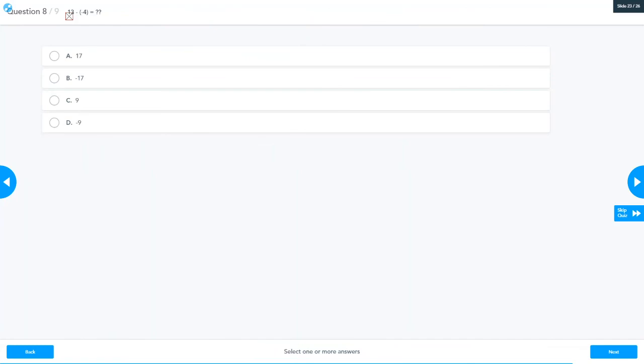Number 8, 13 minus a negative 4. One of these is correct. Which one is it? You decide. Number 9 says 3 plus a negative 5. All right, so maybe easier numbers to work with. Maybe I could even draw a picture to help me. But it's up to you to make sure you get it right.